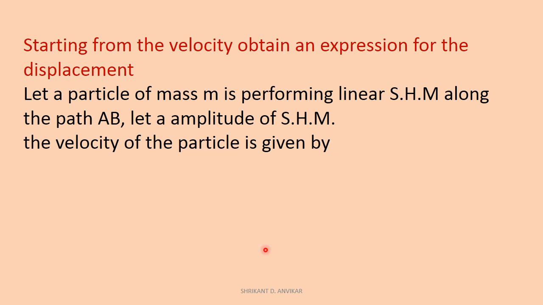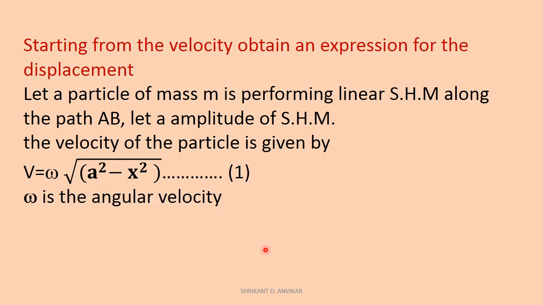In simple harmonic motion, the velocity of a particle is given by the expression V equals omega into under root of a square minus x square, where omega is the angular velocity of the particle.